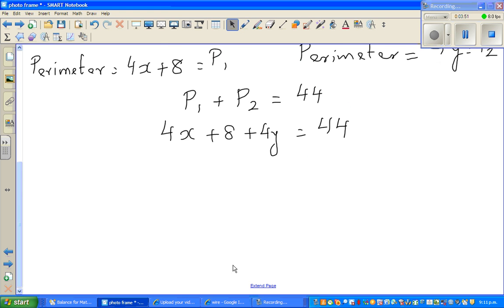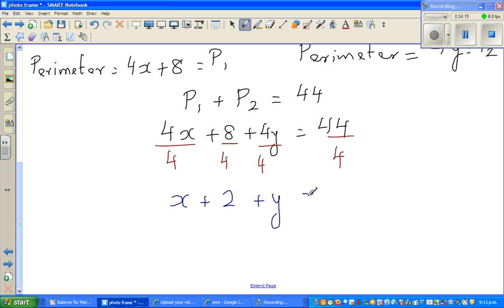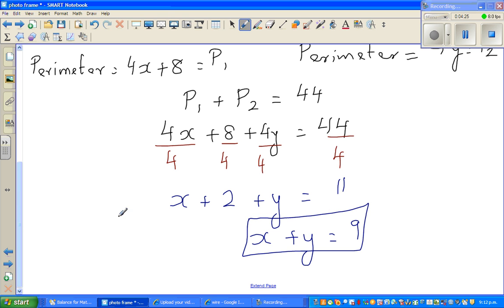Now all of them can be divided by 4. If you divide this side by 4, which is perfectly legitimate or allowed in maths, 8 divided by 4 is 2. So x plus 2 plus y is equal to 11. If you take away 2 from both sides, you can say x plus y is equal to 9. This is one equation. Let us name that equation 1.